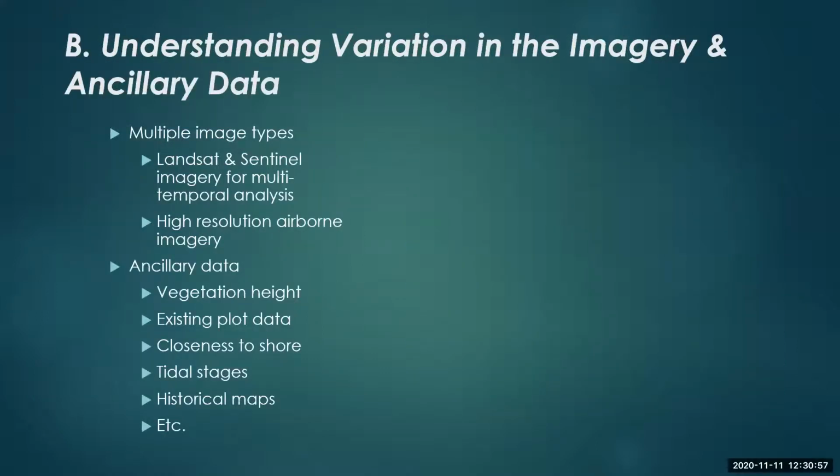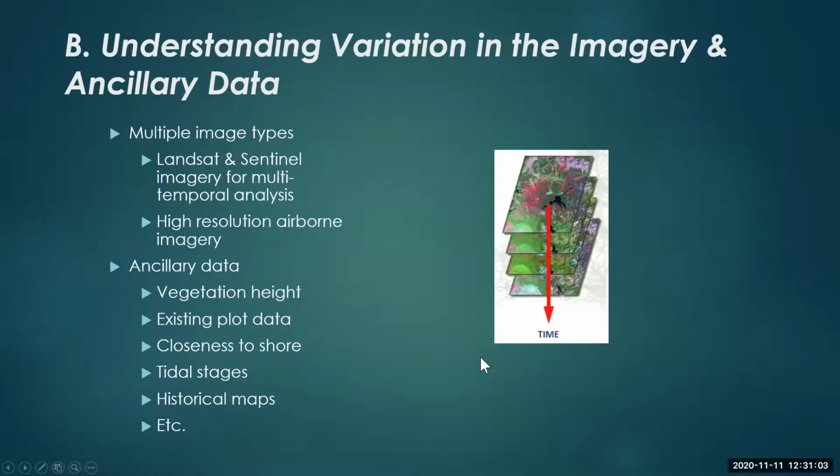So then you want to understand the variation in the imagery and any ancillary data you might get your hands on. So we use multiple imagery types. We use Landsat and Sentinel, which are coarse images in the public domain. Landsat's a 30 meter pixel, Sentinel is a 20 meter pixel. They're coarse, but the neat thing about them is they go overhead. One of those satellites, or the constellation of satellites, goes over every 3 days.